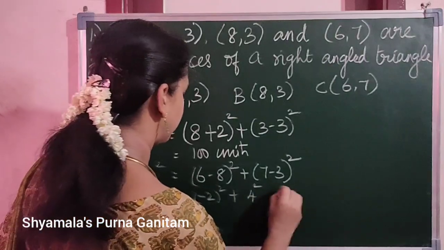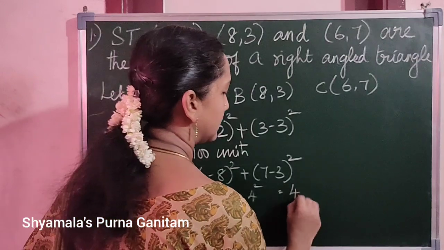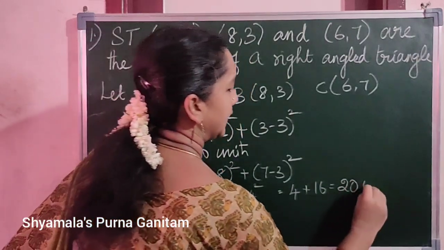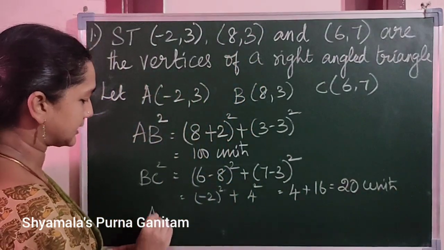So this one will be 4 squared. 2 squared is 4, plus 4 fours are 16. So this one will be 20, 20 units. Then the next one is AC squared.